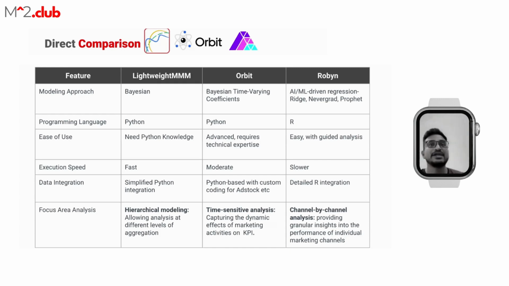Okay, and Orbit is time sensitive analysis. As you know, it captures the dynamic effects of marketing activities on KPI using that time varying technique. And Robyn is more focused on channel-wise analysis, so that you can optimize each channel. That's the main focus of Robyn.